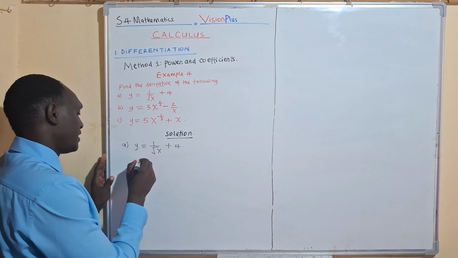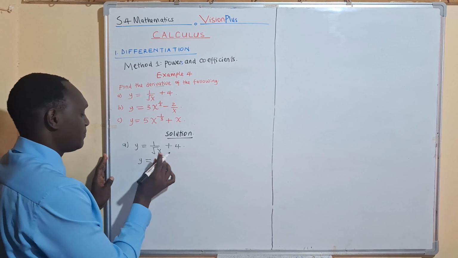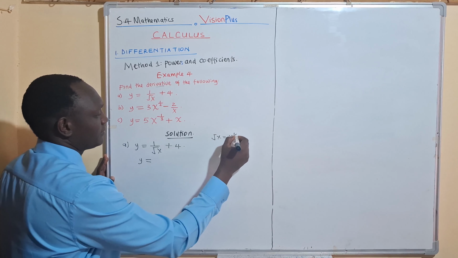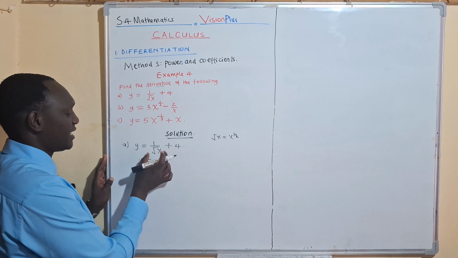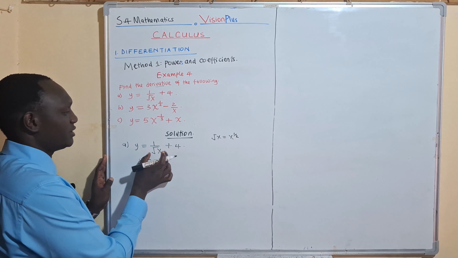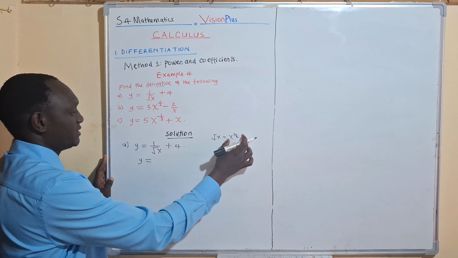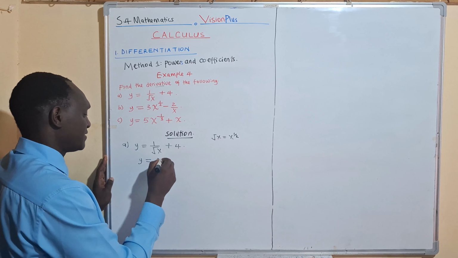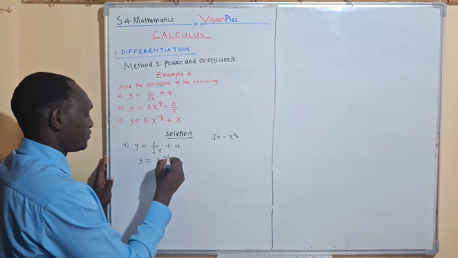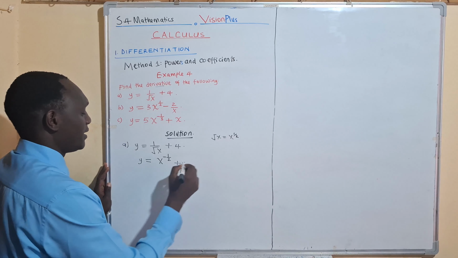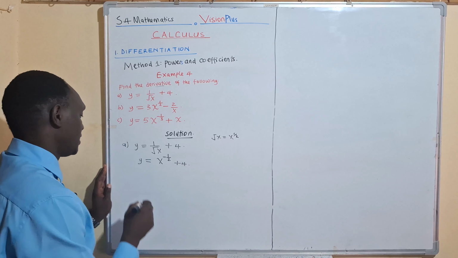That means we rearrange so that y becomes, remember, root of x is the same as x power half. So when we take x power half from the denominator to the numerator, the sign of its power changes. So here we shall have x power negative 1 out of 2, those of indices, and then plus 4. Now x is on the numerator.